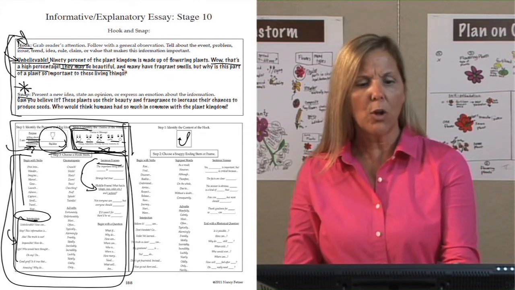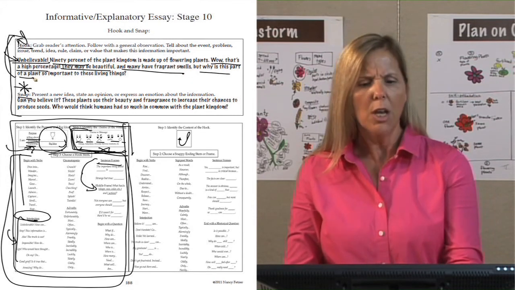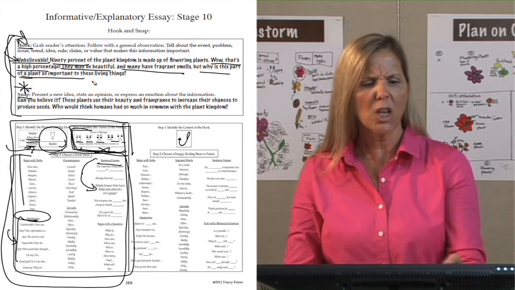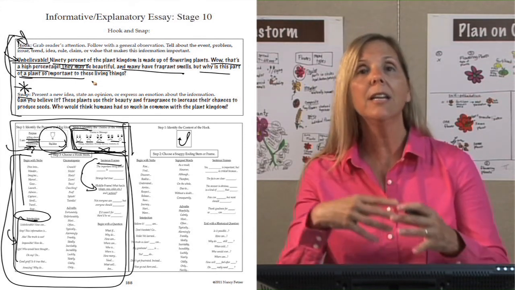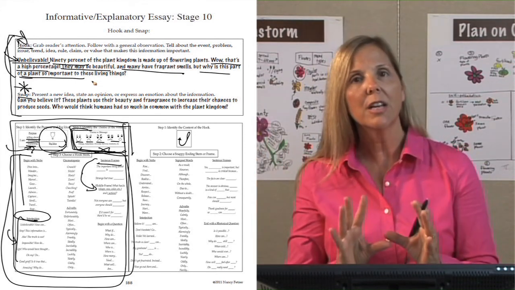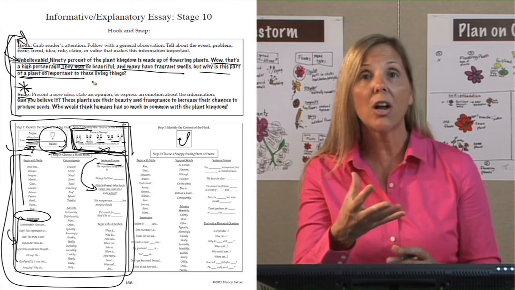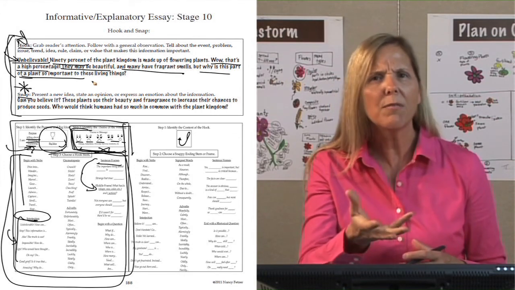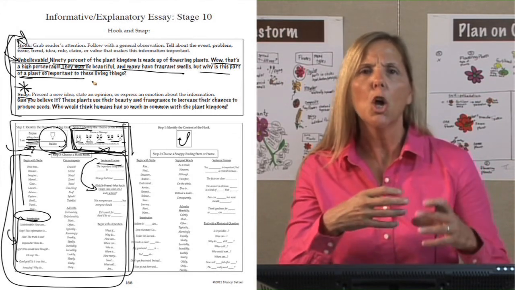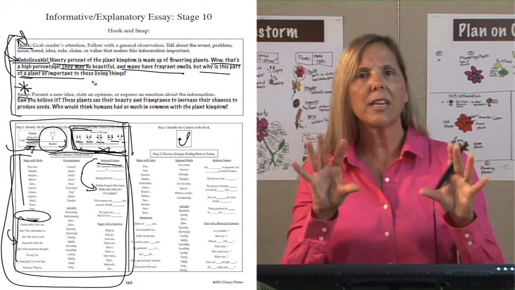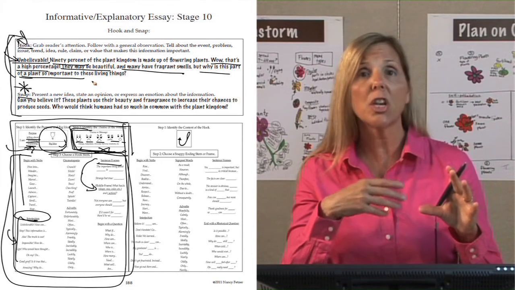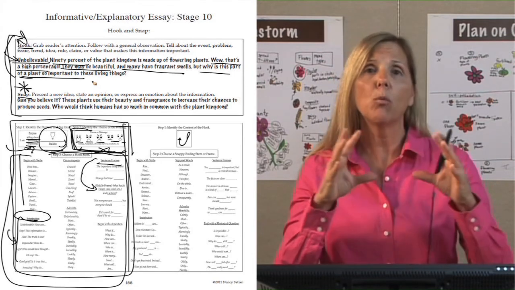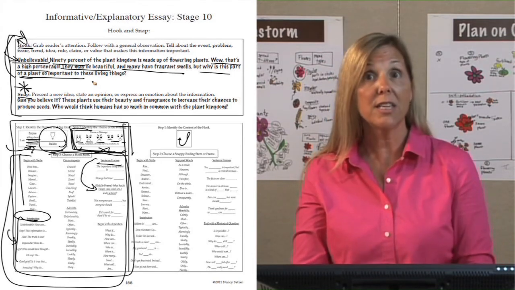They may be beautiful and many have fragrant smells, but why is this part of a plant so important to these living things? That's hooking the reader in, giving a general observation so that you can pique their curiosity, so that you can have them feel some sort of an emotion, but also so that you can give them that observation of some basic information or ideas that will lead to the thesis statement.